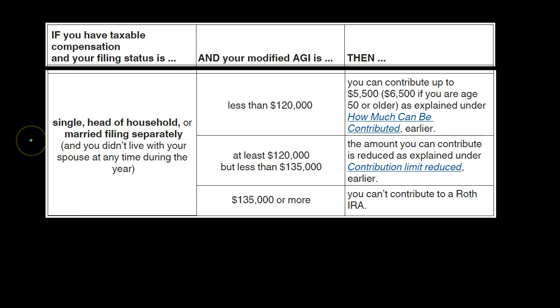If you're single, head of household, or married filing separately and you didn't live with your spouse during the year, and your modified AGI is at least $120,000 but less than $135,000, now we're in that range. The amount you can contribute is reduced as explained under contribution limit reduction earlier. So now you're going to have to pay something less. Again, we'll have to figure whatever that might be. And then if we have income or modified AGI of $135,000 or more, then you can't contribute to a Roth IRA, and so you're over the limit at that point.